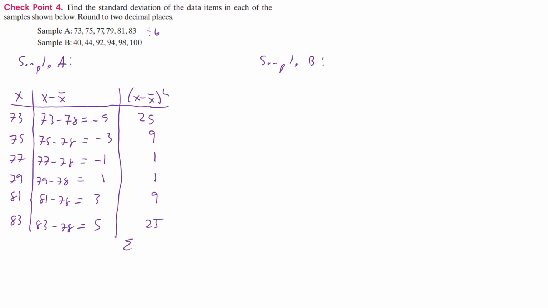And so now we need to take the sum of all of those. So that's going to be 50. That's going to be 10. That's 60. And that's another 10. That's 70. So our sum is going to be 70.